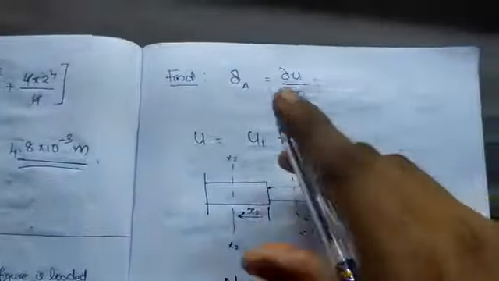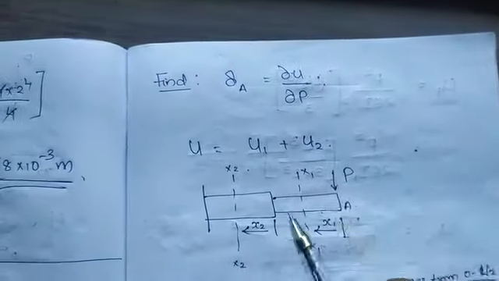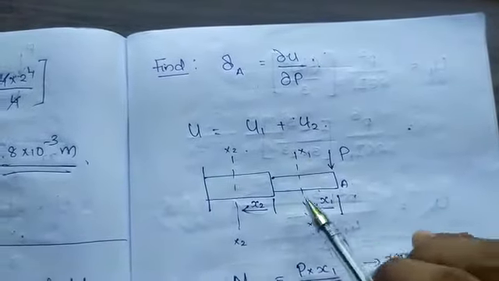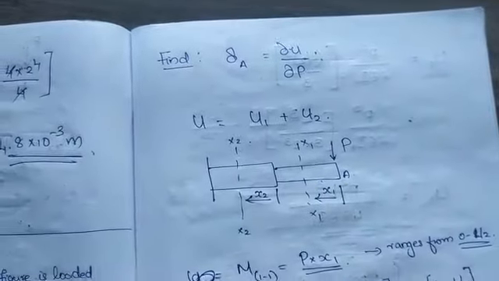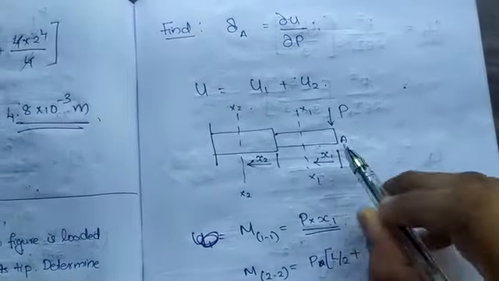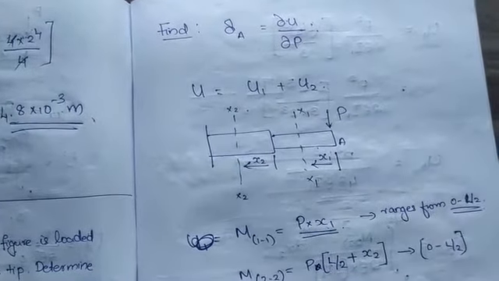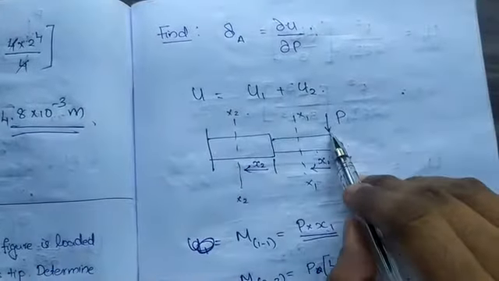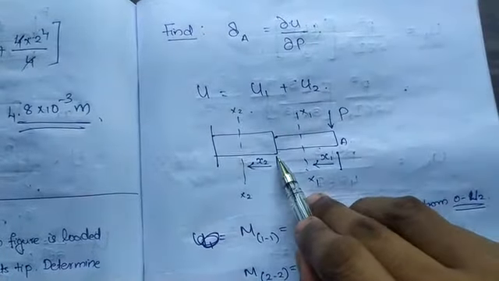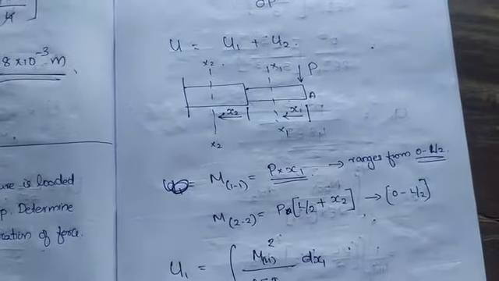So delta A is equal to dou U by dou P, where U is equal to U1 plus U2. You make two sections at distances X1 and X2 from these two points. This is section 1-1 and this is section 2-2. The moment at 1-1 will be P into X1, which ranges from 0 to L by 2, and M2-2 is P into L by 2 plus X2. Here also X2 ranges from 0 to L by 2. Now you will add both things.